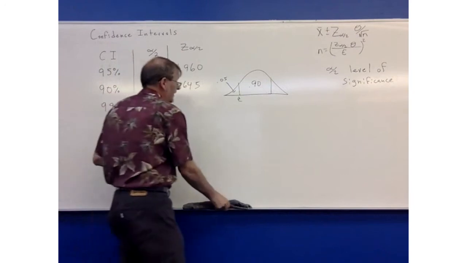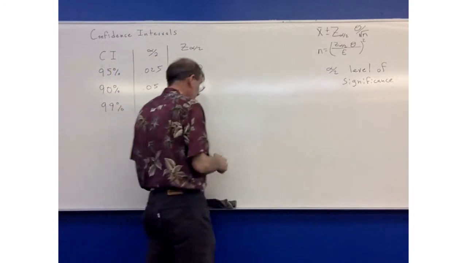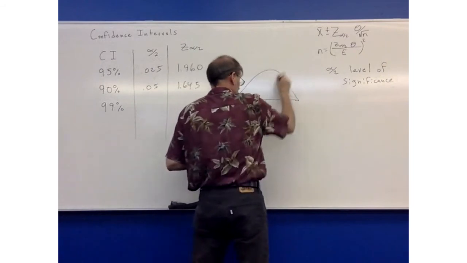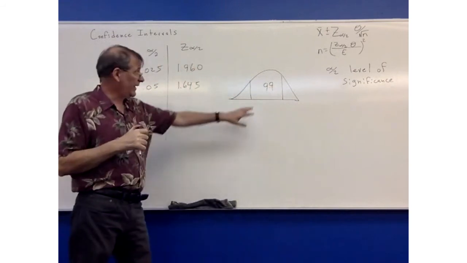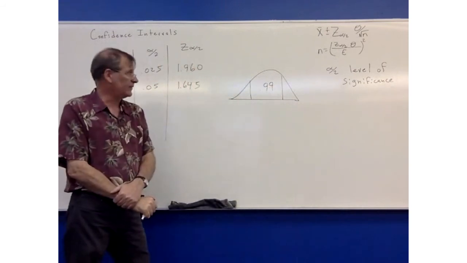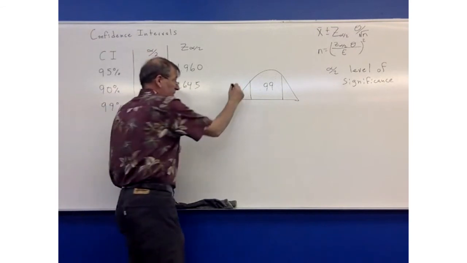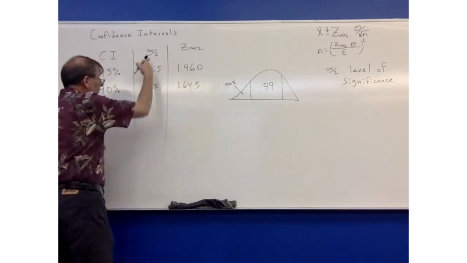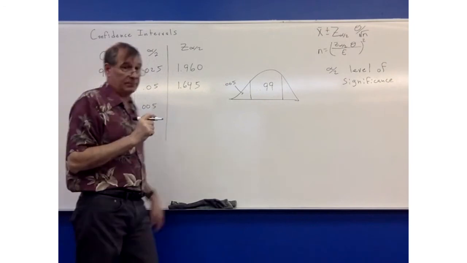Now, let's try 99%. 99% is going to give us a similar problem. So let's do this. We've got 0.99. So how much area is in those two tails combined? 1%. So if we chop that in half, how much is in here? 0.005, half a percent. So my level of significance here is 0.005. And now let's look up our critical value.